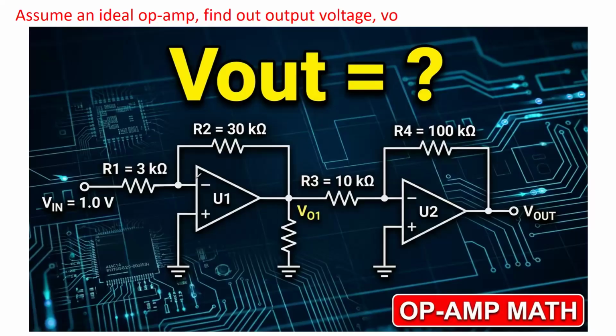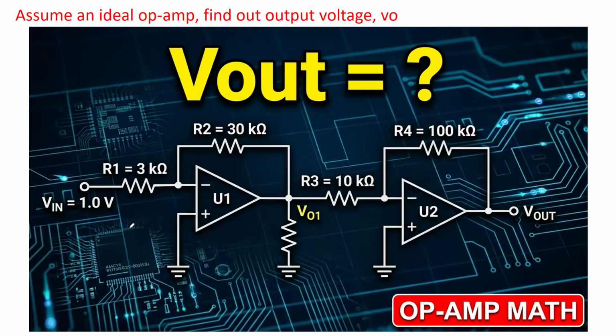All right, so we are given this cascading operational amplifier circuit, and we are asked to determine the final output voltage V out as shown. There are two operational amplifiers, both are assumed to be ideal. It means they have ideal properties with respect to the gain, input resistance, output resistance, bandwidth, and so forth.